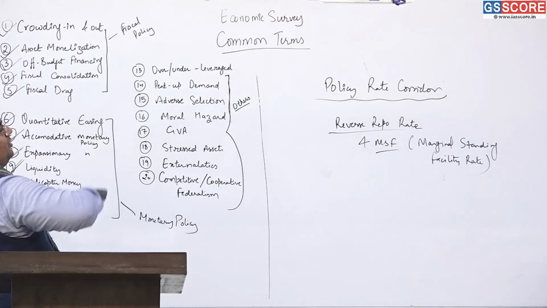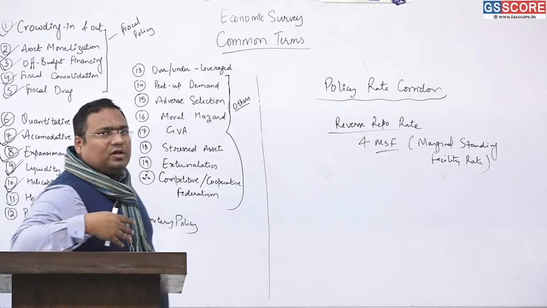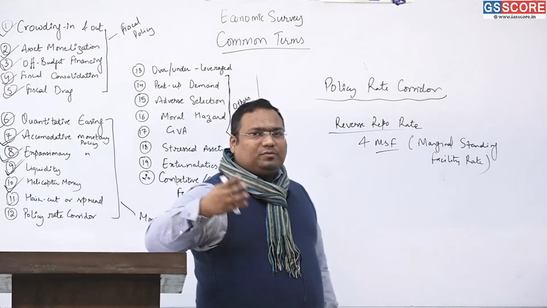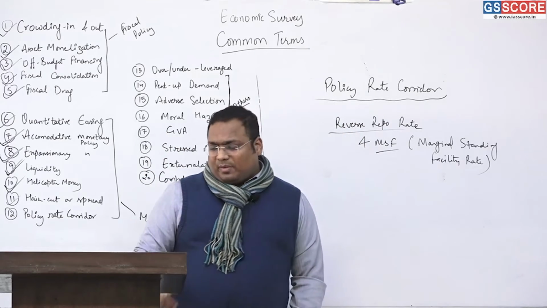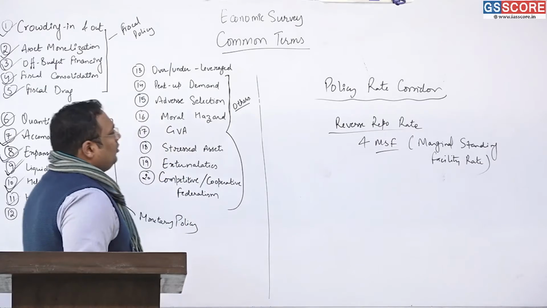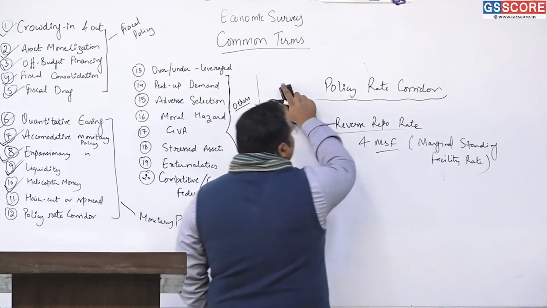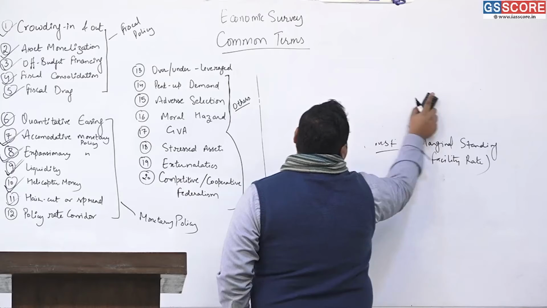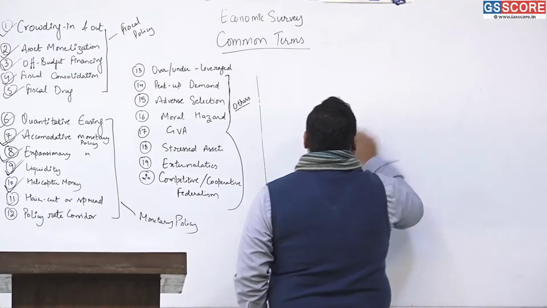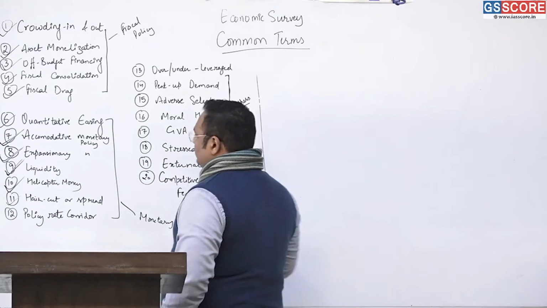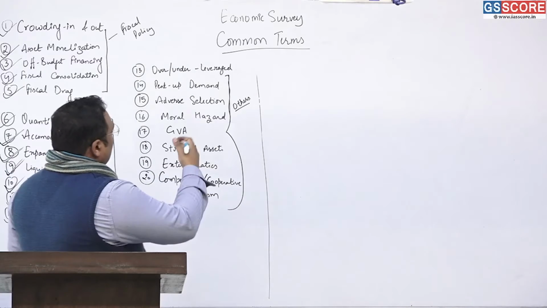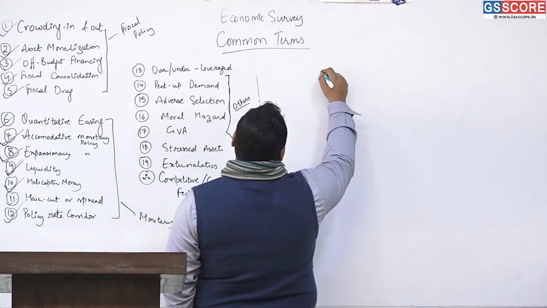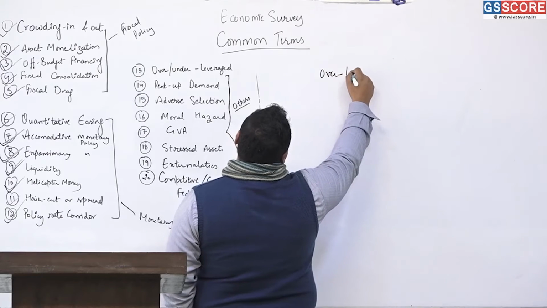This policy rate corridor creates some profits for the RBI, and it is from these profits that RBI also makes transfers to the government. So RBI makes profit because of the presence of this corridor. So that is all on the policy rate corridor. Next is over leveraged or under leveraged.